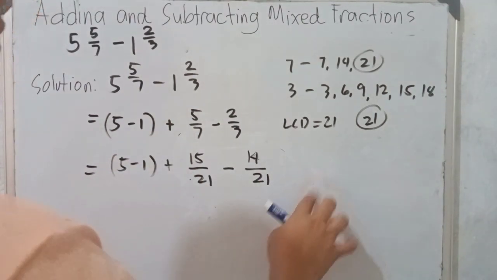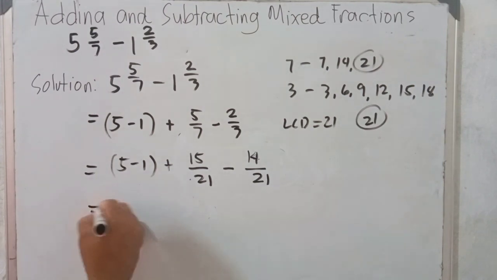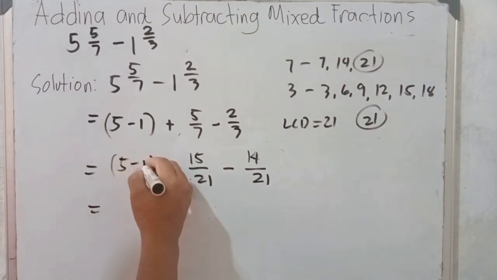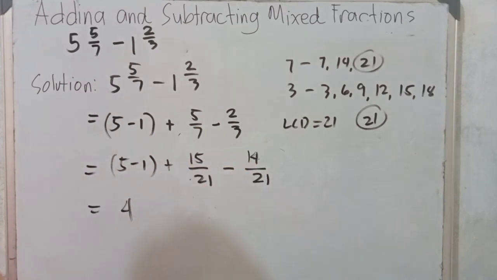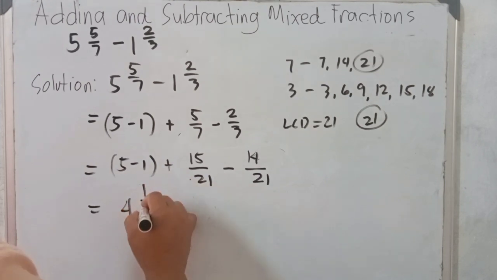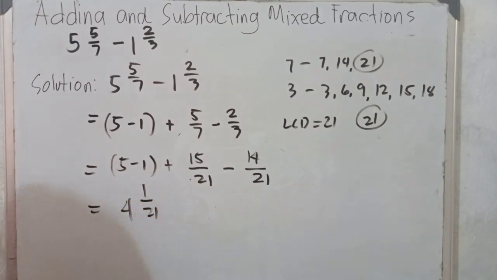So next, 5 minus 1 is 4. Then 15 minus 14 is 1. Copy the 21. So the answer is 4 and 1 over 21.